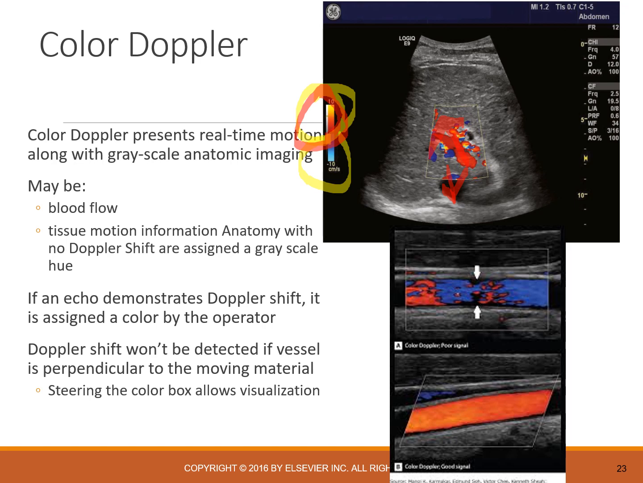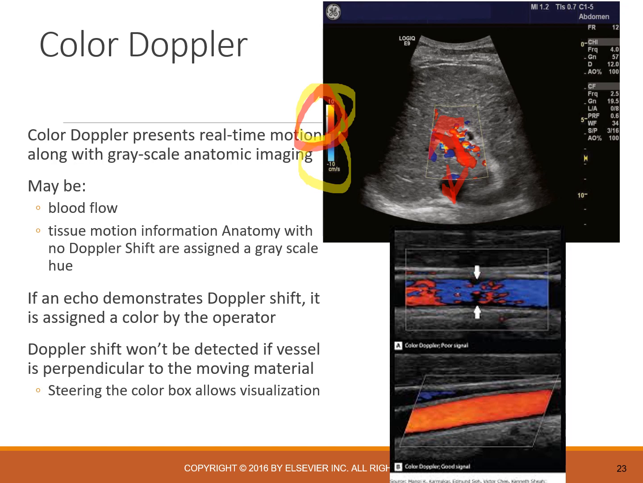So utilizing that color Doppler can be good to detect the blood flow, as I mentioned, the direction and the velocity. Now, it's not going to be as accurate on velocity as, say, our spectral that we were just looking at, but it still gives us an indication.